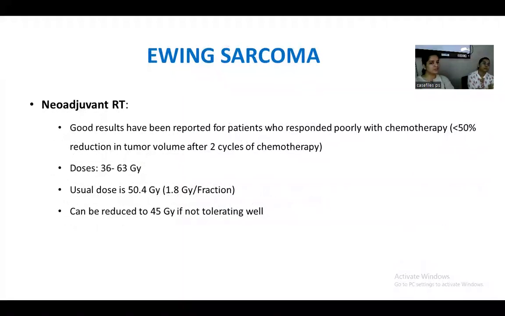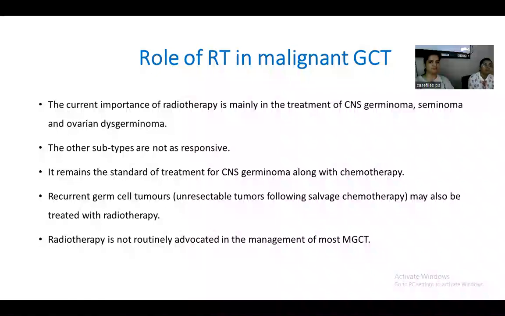Now, neoadjuvant radiotherapy can also be given for the patients who are poor responders to the chemotherapy. That is, there is less than 50% reduction in the tumor volume after the 2 cycles of chemotherapy. The neoadjuvant radiotherapy dose includes 36 to 63 gray, and the usual dose is 50 gray, which can be given again in fractions. It can be reduced to 45 gray if the patient is not tolerating the radiotherapy well.